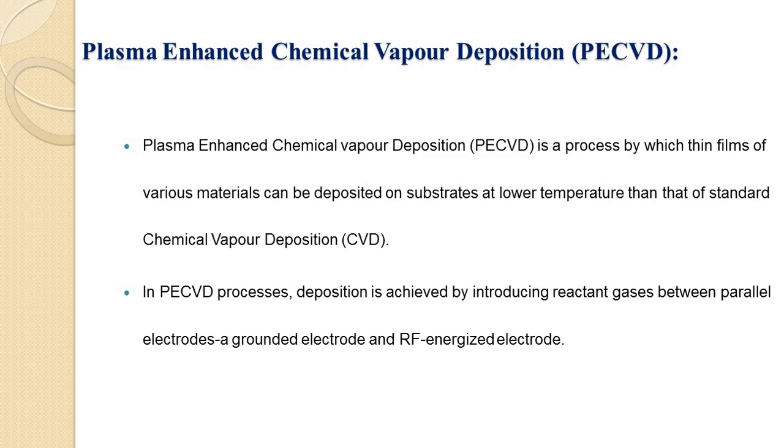The substrate, which is placed on the grounded electrode, is typically heated to 250 degrees Celsius to 350 degrees Celsius depending on the specific film requirements. In comparison, CVD requires 600 degrees Celsius to 800 degrees Celsius. The lower deposition temperatures are critical in many applications where CVD temperatures could damage the devices being fabricated.